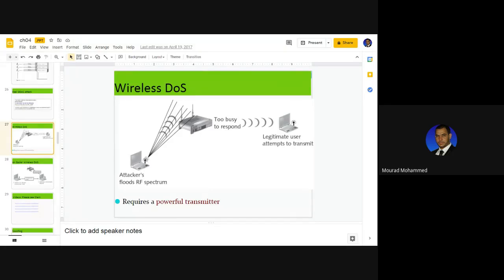So if the attacker sends a strong signal to this wireless device, this device is usually busy with this strong signal. So any legitimate request will find: I'm busy, I cannot. Why? Because the attacker has been successfully communicating with a strong signal with the wireless device. So the wireless DoS has happened. Nothing is destroyed here. It is only busy.